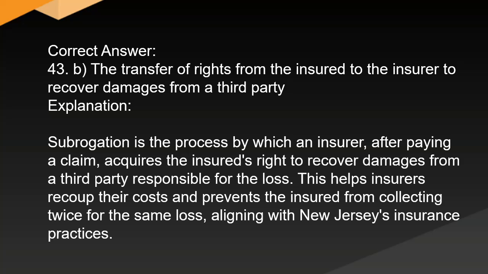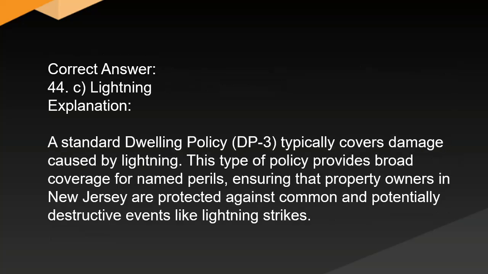Correct answer: B. The transfer of rights from the insured to the insurer to recover damages from a third party. Explanation: Subrogation is the process by which an insurer, after paying a claim, acquires the insured's right to recover damages from a third party responsible for the loss. This helps insurers recoup their costs and prevents the insured from collecting twice for the same loss, aligning with New Jersey's insurance practices.